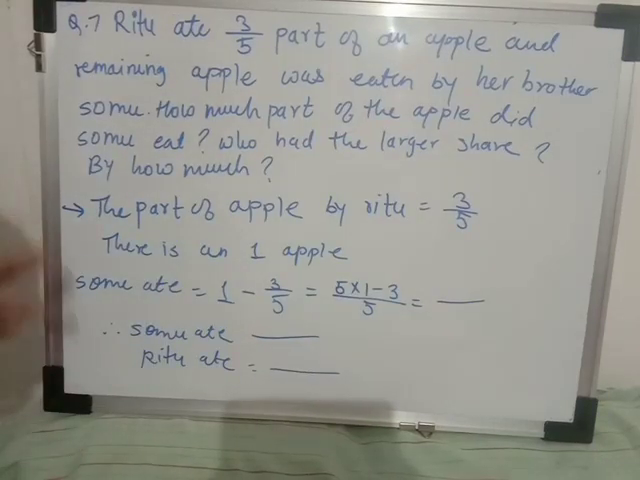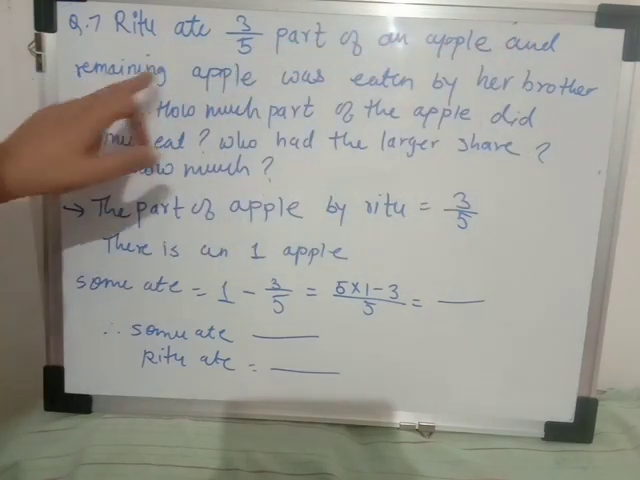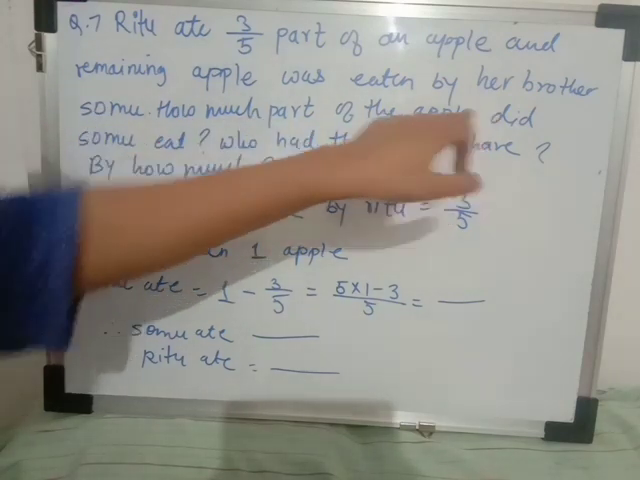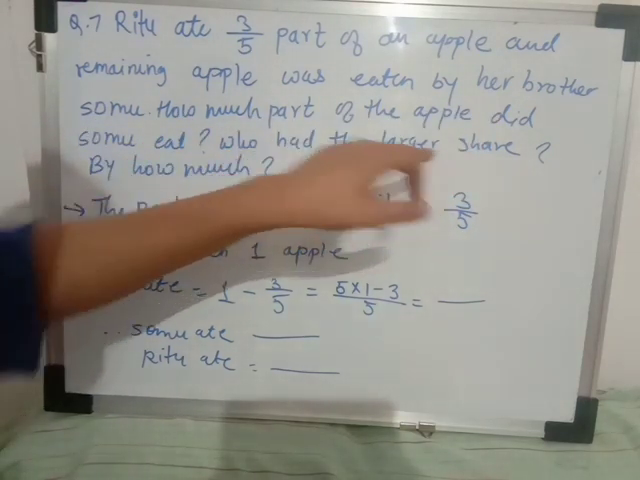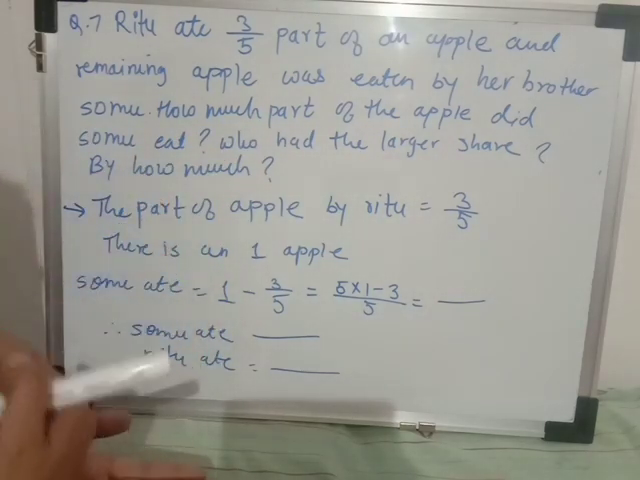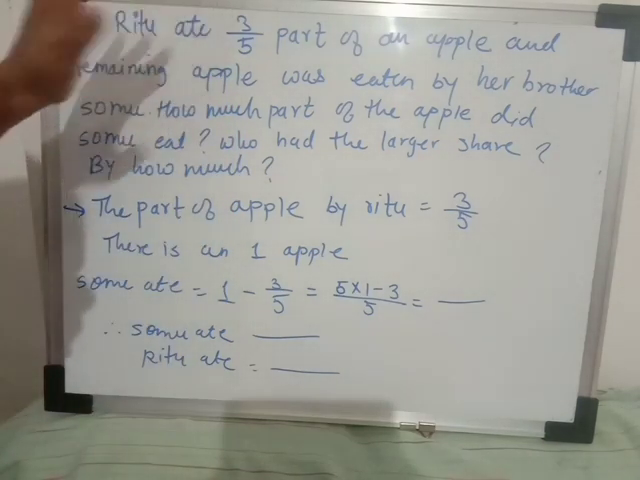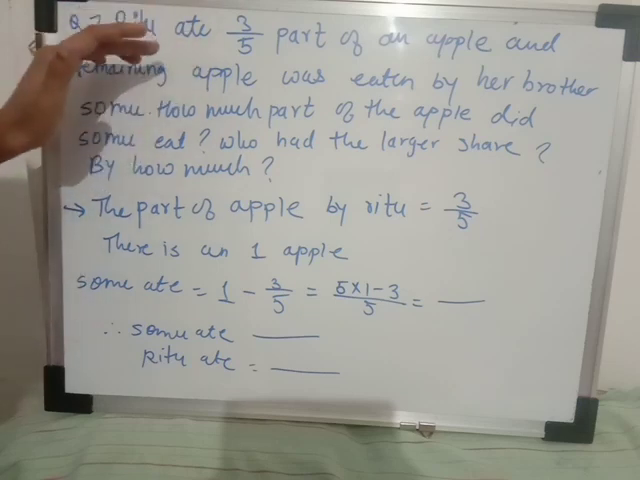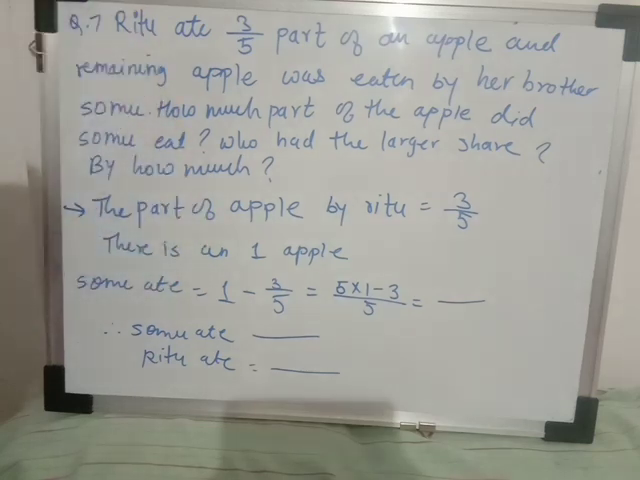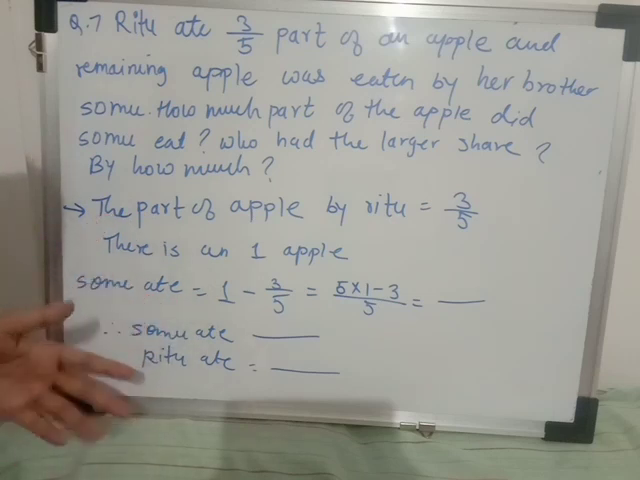So question number 7 is: Ritu ate 3 upon 5 part of an apple and the remaining apple was eaten by her brother Somu. How much part of the apple did Somu eat? Who had the larger share, and by how much? Okay, so there was one apple, and that apple is cut into five equal parts. Out of 5, Ritu ate 3 parts. That 3 by 5 is eaten by Ritu. The remaining parts, that we have to find out, are eaten by Somu.